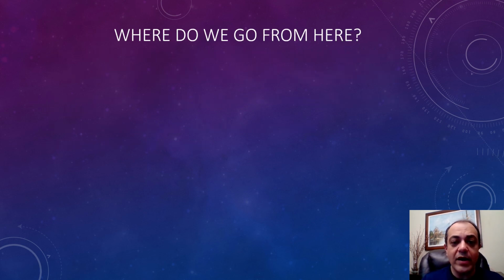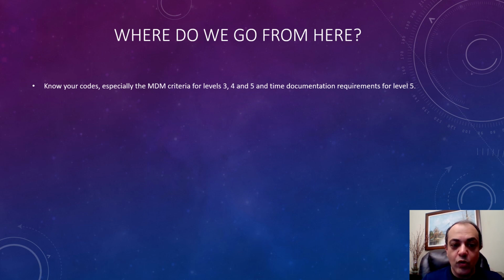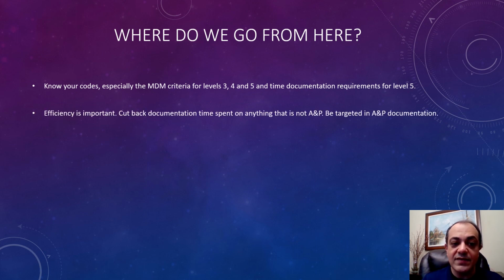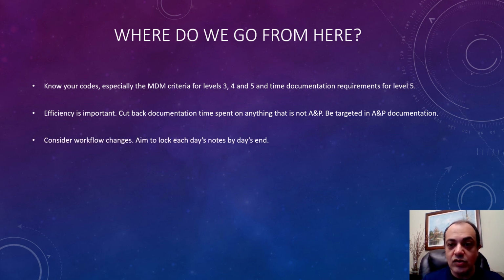Now, again, where do we go from here? I go back to that basic slide that says 3 things you need to do. Number 1, know your codes. Number 2, efficiency is very important. Focus on your assessment and plan section of the chart. Cut back all the time that you spend in other sections. Cut back all the duplication, and be short and direct and targeted in your documentation. And number 3 is consider workflow changes.